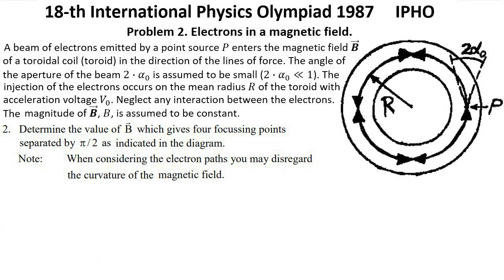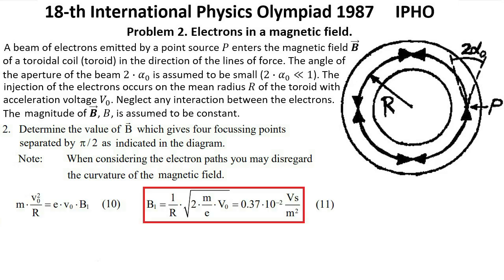Question 2. Determine the value of vector B which gives focusing points separated by π/2 as indicated in the diagram. Note, when considering the electron paths you may disregard the curvature of the magnetic field. Determination of B1. Analogous to equation 2 we have expression 10. From equation 7 follows magnetic field B1 equal to expression 11. That was the solution for question 2.